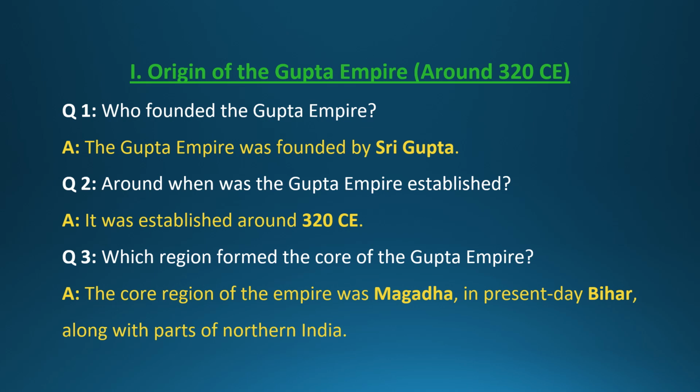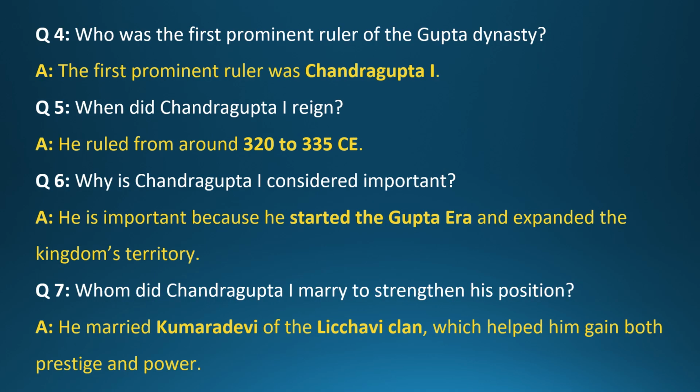Question 3. Which region formed the core of the Gupta Empire? Answer. The core region of the empire was Magadha, in present-day Bihar, along with parts of northern India. Question 4. Who was the first prominent ruler of the Gupta dynasty? Answer. The first prominent ruler was Chandragupta I.